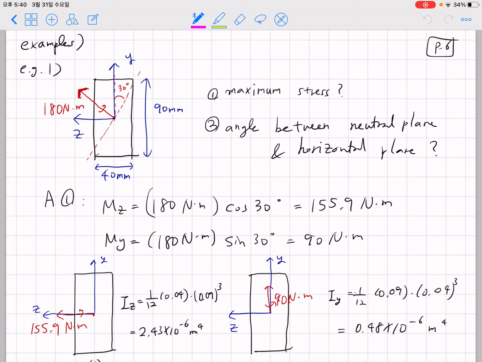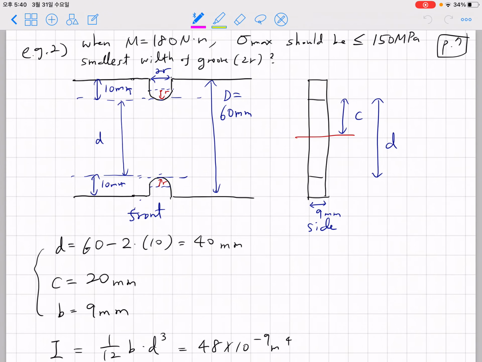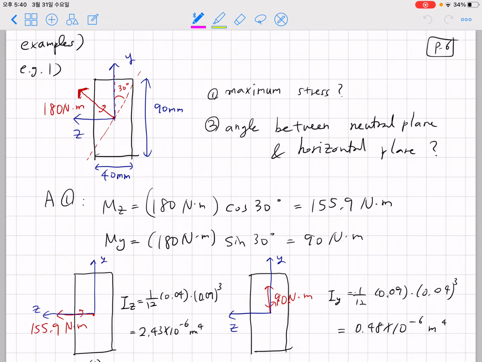In the final video of today, let me solve two example problems. The first example problem is related to the first topic we covered, which is the asymmetric loading problem. And the second example is about stress concentration. So let's solve the first problem first. Because I haven't given you any real problems with real specific numbers, I prepared two example problems.